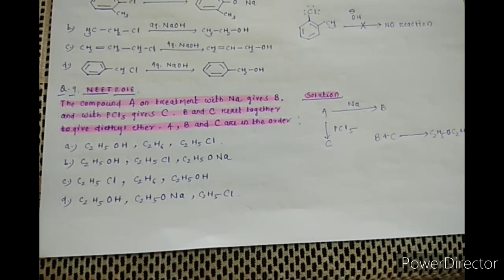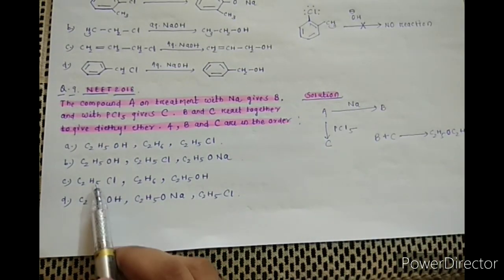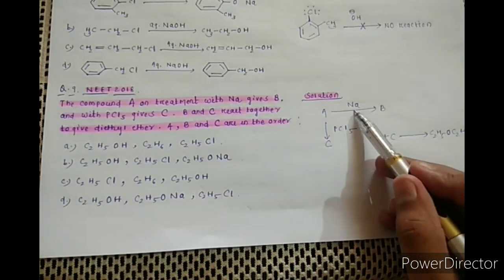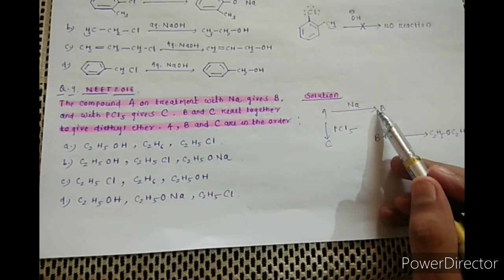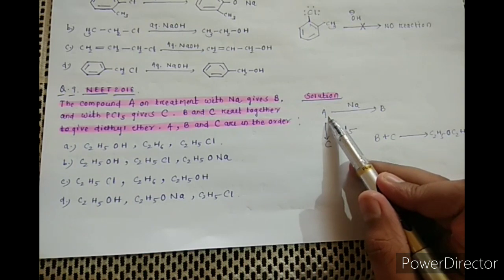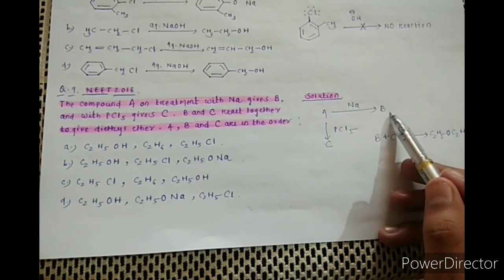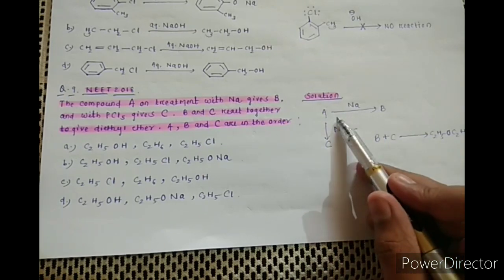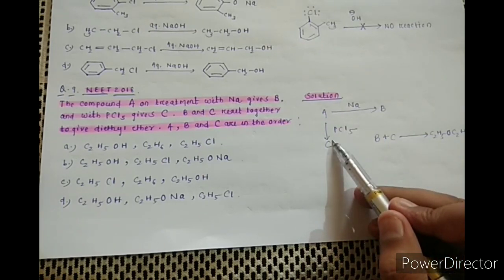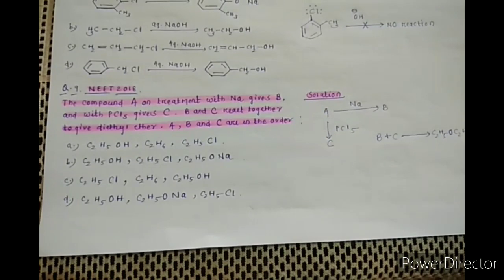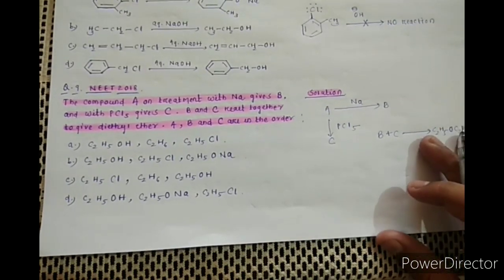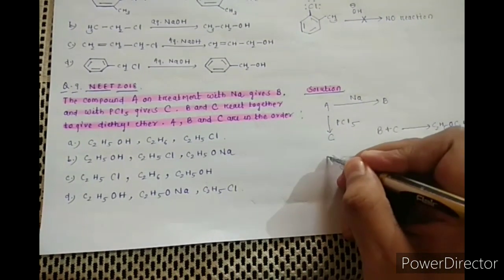So obviously you think that if you take C2H5Cl with Na, there will be no reaction. But if you take A as ethyl alcohol, we know that ethyl alcohol reacts with sodium to form sodium ethoxide. Ethyl alcohol reacts with PCl5 to form ethyl chloride. So hence A is obviously ethanol.